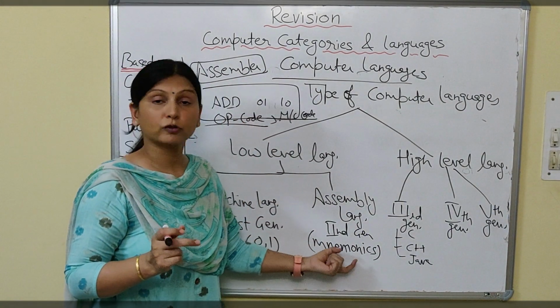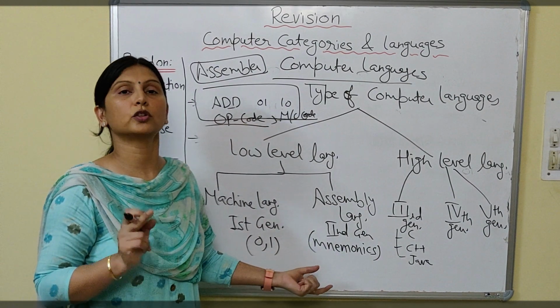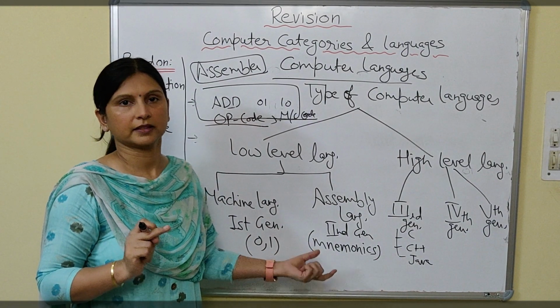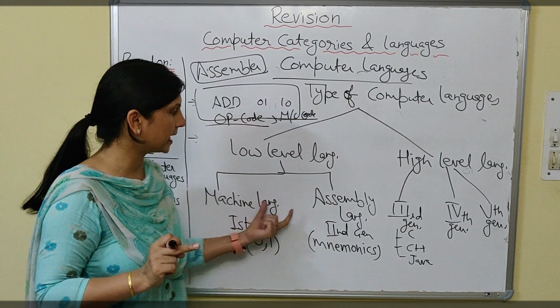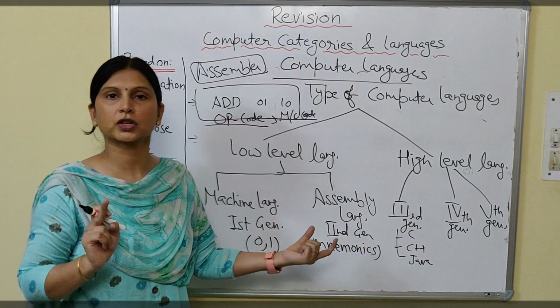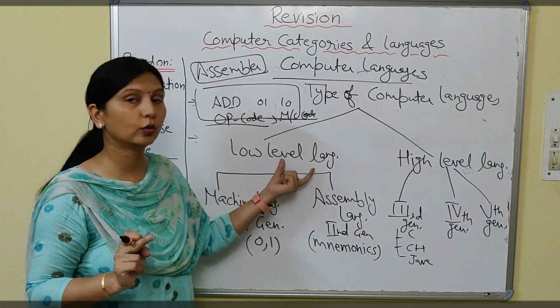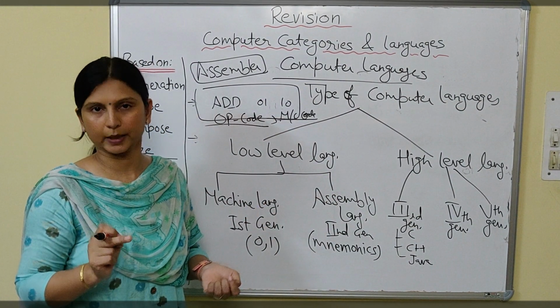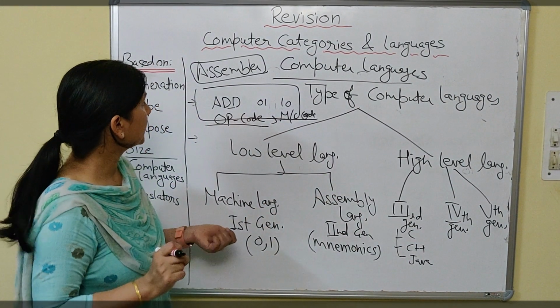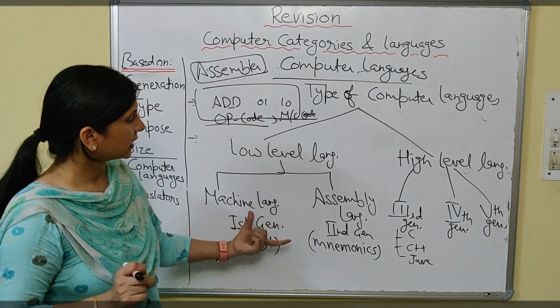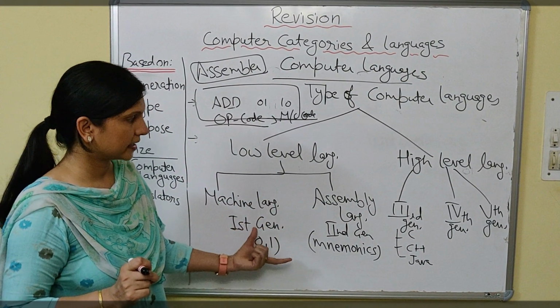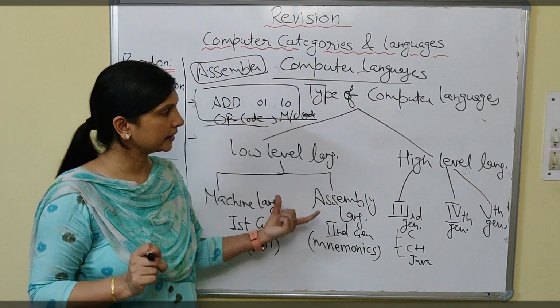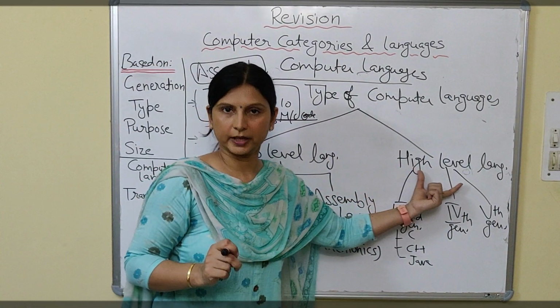And another disadvantage was this is also machine dependent. That's why we call machine language and assembly language both as low level language, because both are machine dependent language. Fine. Now to overcome this disadvantage that these are machine dependent, we invented high level languages.